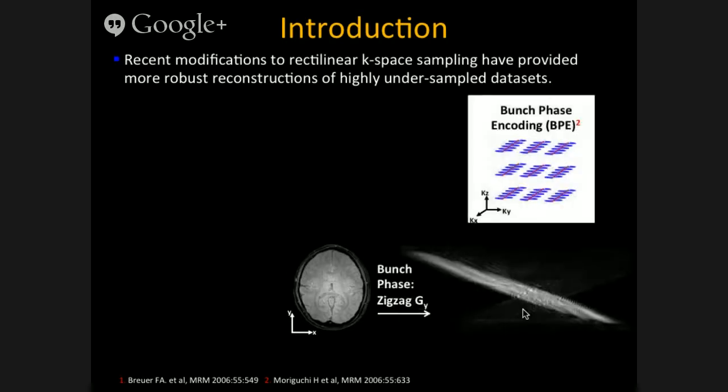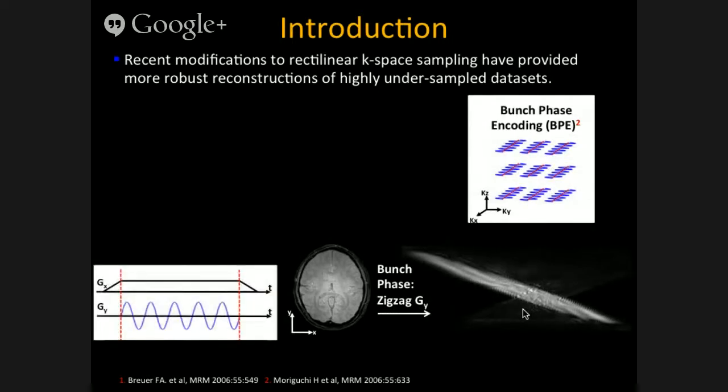And in bunch phase encoding, we play an additional GY gradient during the data acquisition. This is a sinusoidal or zigzag trajectory, and this gives us a voxel spreading effect along the readout direction. You can see that this spreading depends on the Y position. In the middle of the field of view, there's less spreading, and as we go further out, this spreading increases. This is also seen to improve parallel imaging capability.